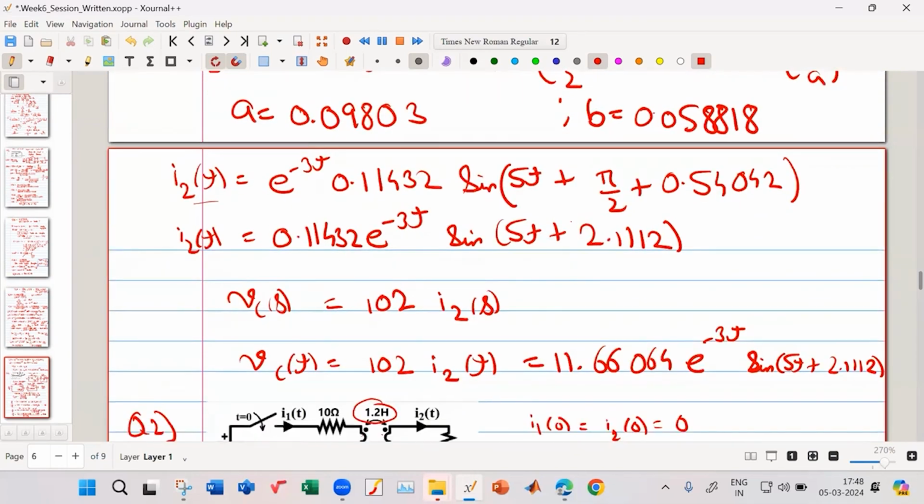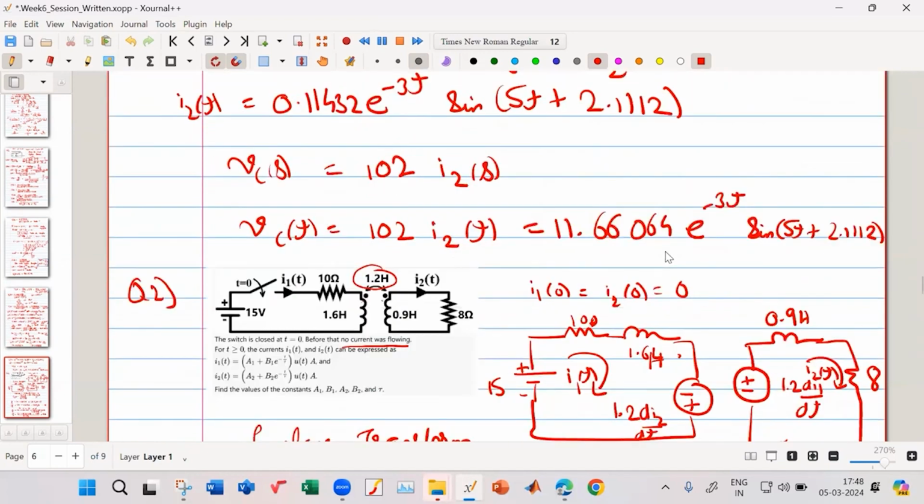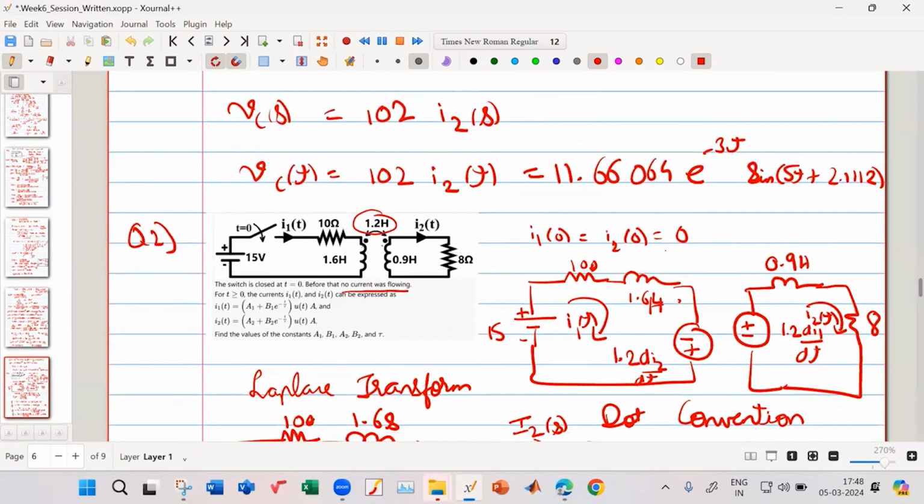Then my capacitor voltage is just a linear thing into I2 of S. So that also I wrote. So this is that sum. Question 2, it has mutual inductance. Because the mutual inductance is there, I first wrote the equation. I wrote the circuit in terms of the mutual inductance, the EMF due to the mutual inductance.